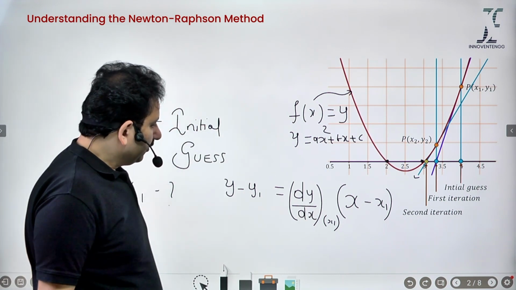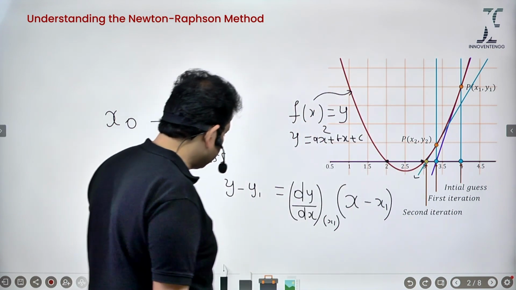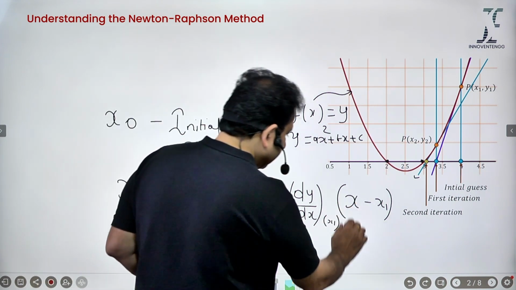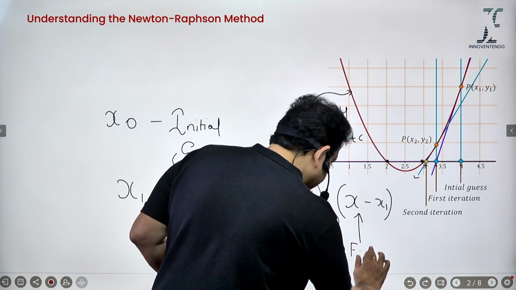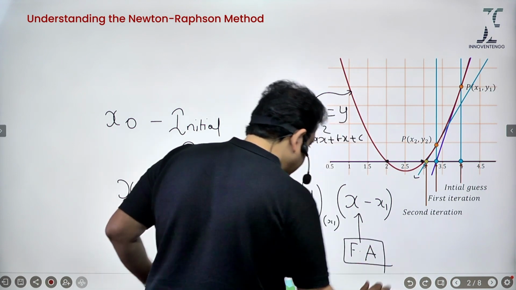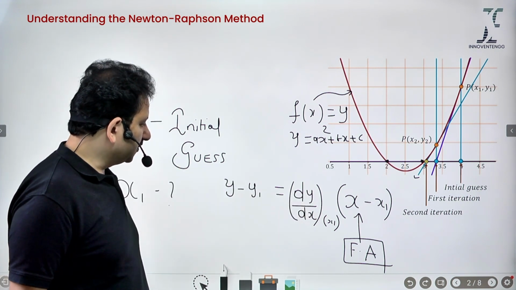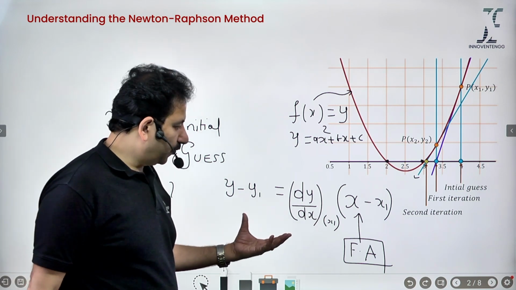Now here, when this tangent intersects the x-axis, that means when you say y is equal to 0, you want to find x, which is your first approximation. This is the value you want to find when y becomes 0, because this is the equation of the tangent. What did I do? I used the two-point formula.